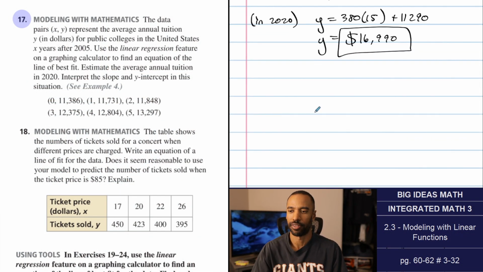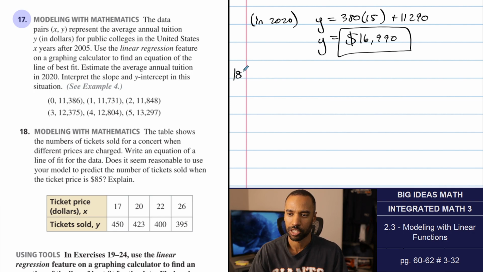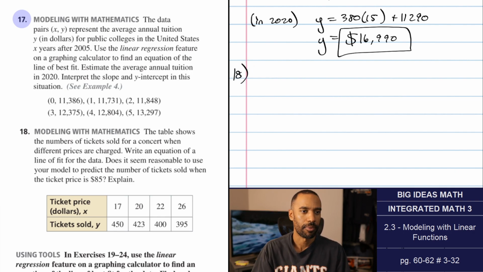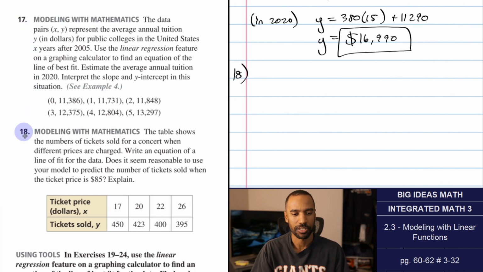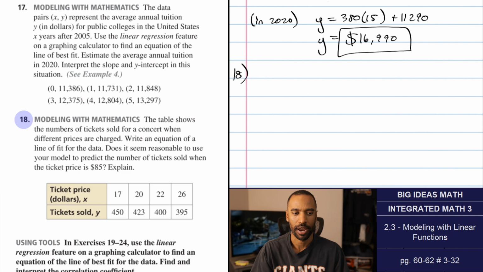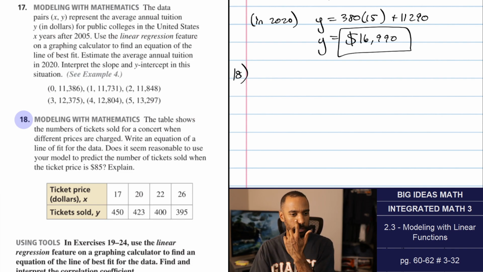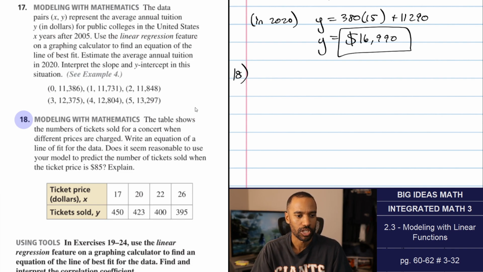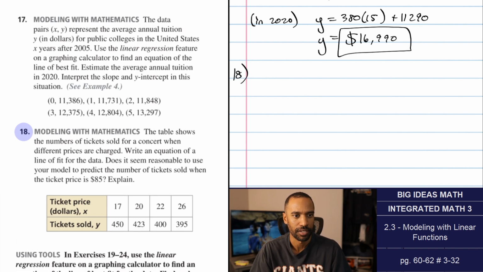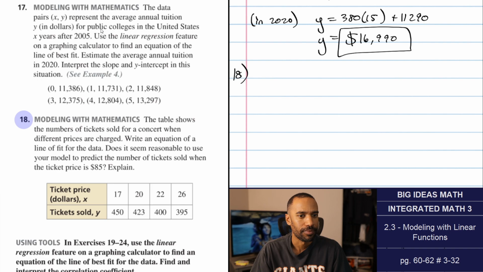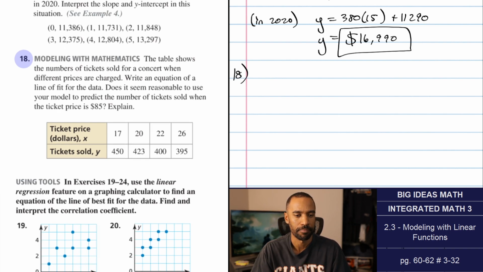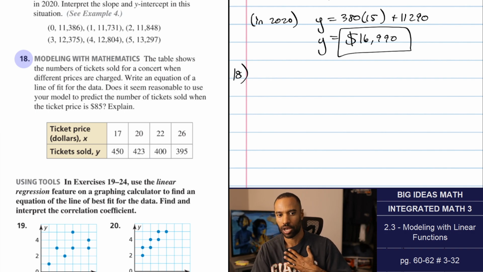So I won't do a graph unless I feel I need to, or unless they ask me to. So number 18, the table shows the number of tickets sold for a concert when different prices are charged. Write an equation of a line of fit for the data. Does it seem reasonable to use your model to predict the number of tickets sold when the ticket price is $85? Explain. So they didn't say use the linear regression feature for it. So I'm not going to do that this time. This time line of fit sounds like it's on me.